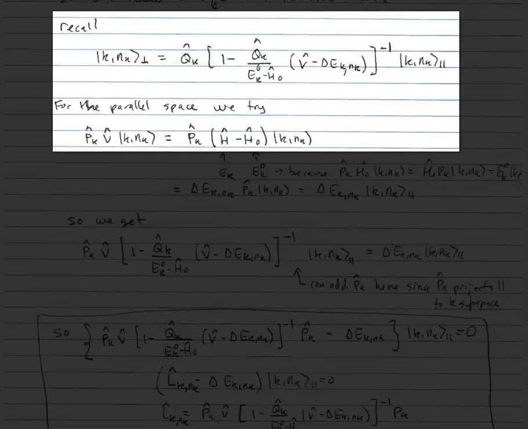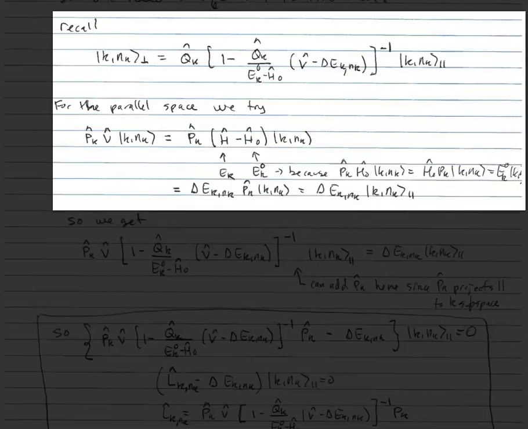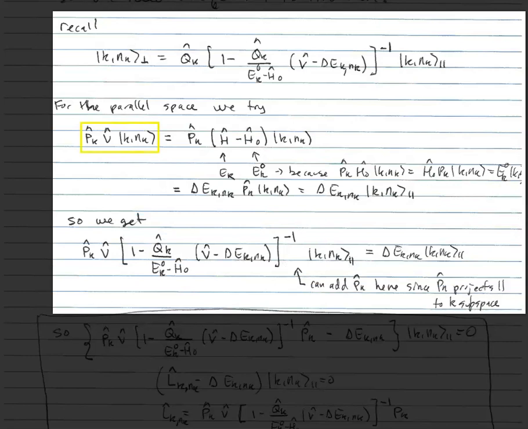So Pk, I can rewrite the V̂ as H minus H0. When H acts on |k,nk⟩, it's going to give me Ek. When H0 acts on that, because I can act the H0 to the left and have it hit the Pk, it's going to give me Ek0. And that means that that's going to just be a number. The energy that I get is Ek minus Ek0. That's what we call ΔEk,nk. So what we find is Pk V̂ acting on |k,nk⟩ will give me ΔEk,nk times the ket |k,nk⟩∥.